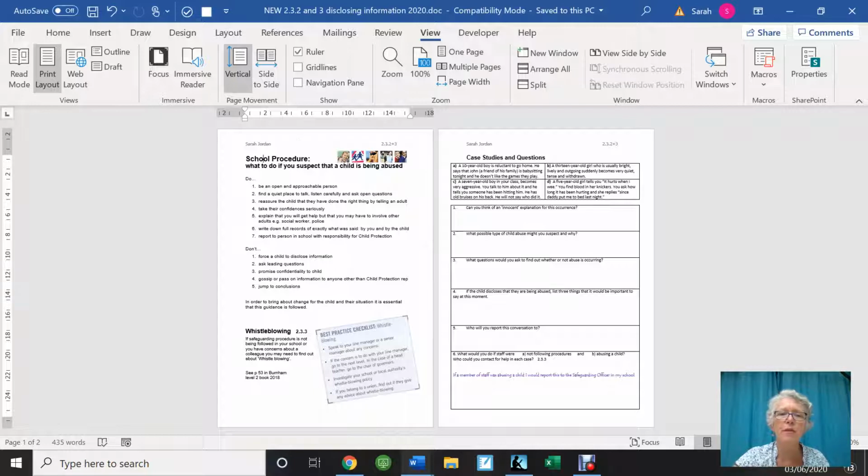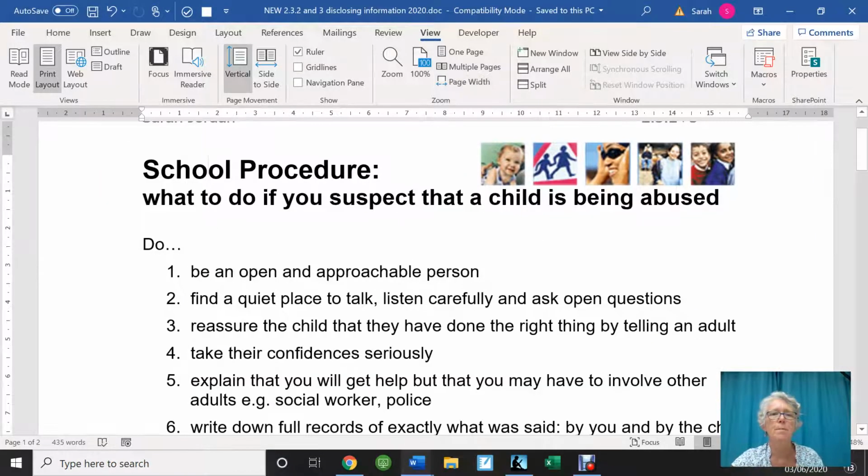Okay, so we've got some information first and then a scenario. You can choose one of these scenarios, answer these questions, and that's these two criteria covered. So let's have a look at these.